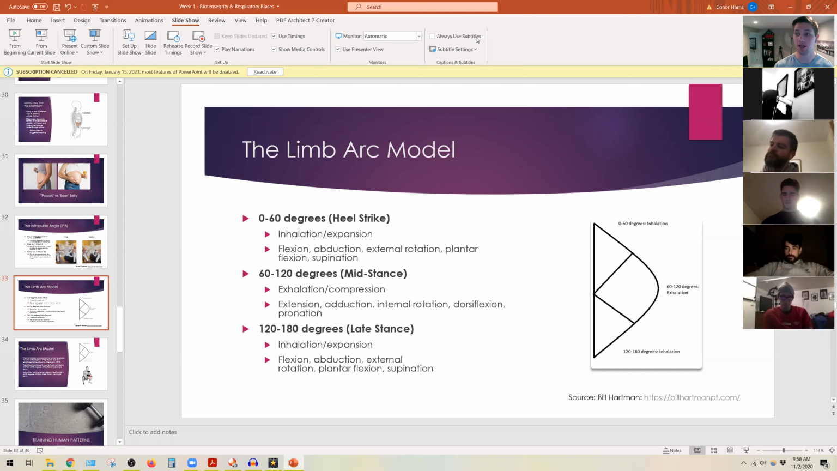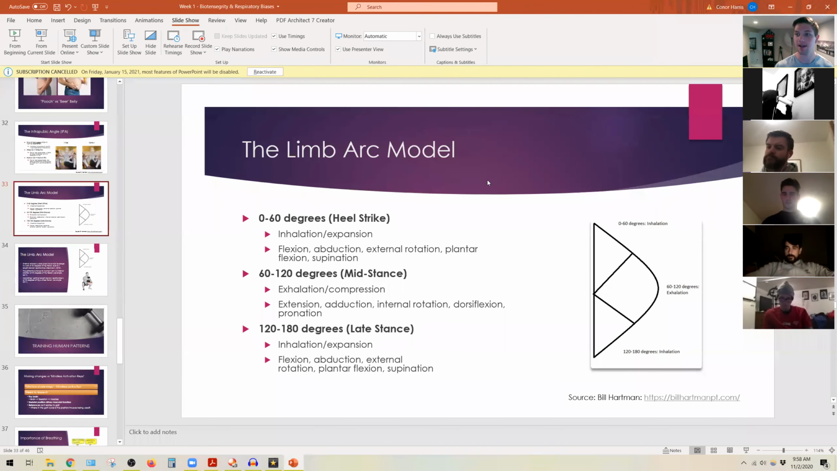I would just encourage you guys in small groups to have a discussion about this stuff, teach each other some 90-90 hip lifts, and review the study guide as well.